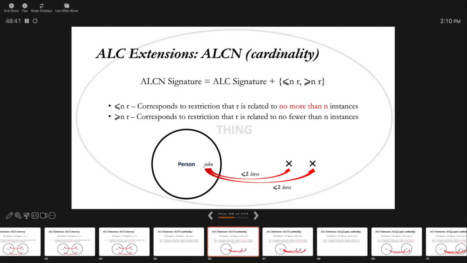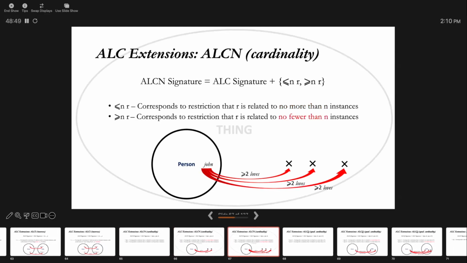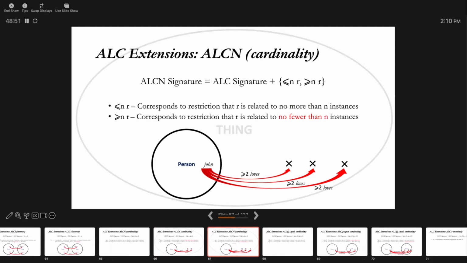John is a person, he loves no more than 2 people, or no fewer than 2 people. And this is how you can enforce that constraint. Now you couldn't say this before. You had no counting, no cardinalities.